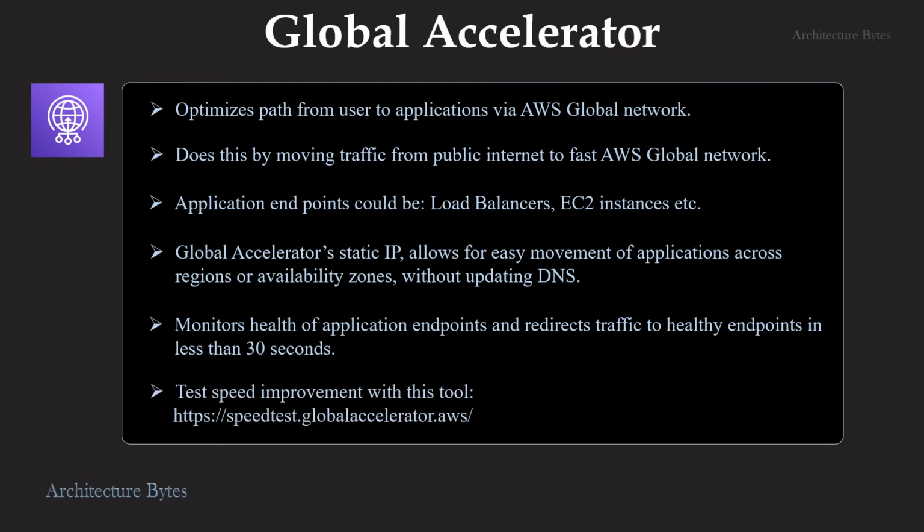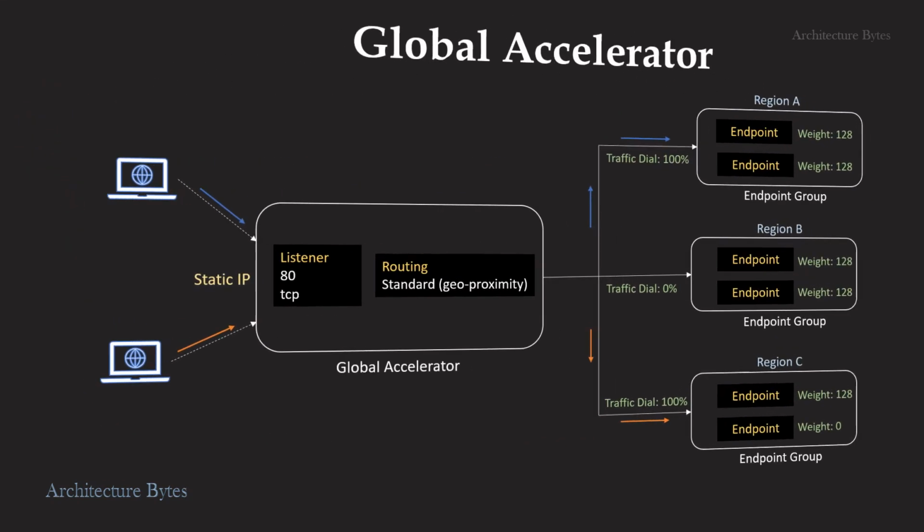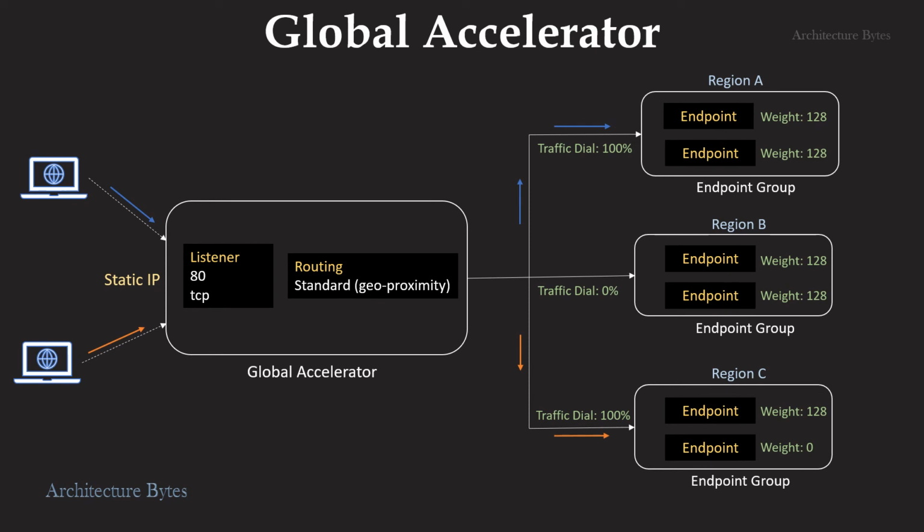Speed improvement with Global Accelerator can be measured with this tool available at speedtest.globalaccelerator.aws. Here you see how Global Accelerator is configured and functions. You define listeners with port and protocol and routing policy for it, which could be the standard geo-proximity routing or custom. You can define multiple listeners.